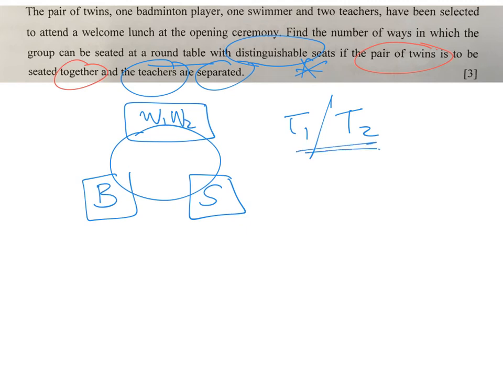ignore the teachers from the arrangement. Looking at the pair of twins seated together, the swimmer and the badminton player, to sit around a circle with seats that are identical, let us consider the distinguishable part at a later part of the solution. Let's first consider the 3 blocks seated around a table without distinguishable seats. The number of ways to do that would be 3 factorial divided by 3. Remember, you have to divide by 3 because we are talking about circular permutation.